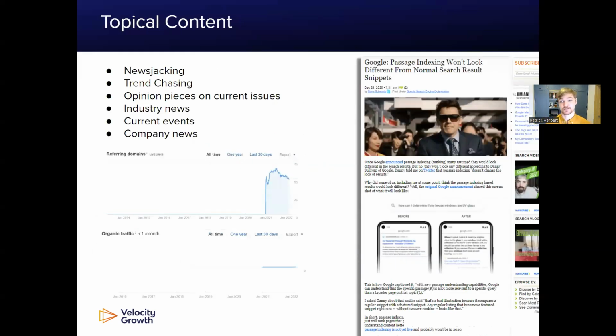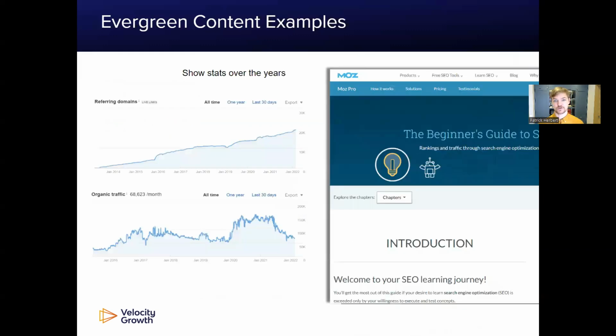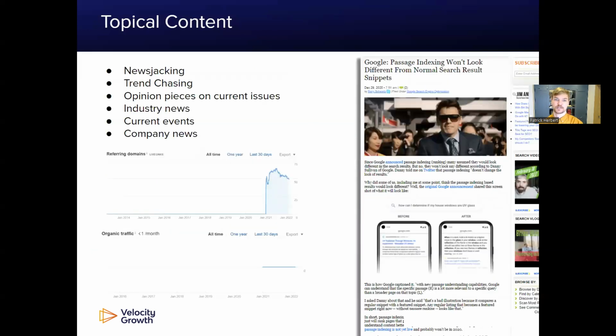Topical content is the opposite. Topical content is all this stuff about newsjacking and trend chasing, opinion pieces and industry news. Now, this can be really helpful if you play this strategy correctly. And if you've got a beat on your market and you really think that you can establish yourself as that leader, you can absolutely do this. However, I think it is one of those things where you're riding a fine line, and you want to make sure that you've got your evergreen content already set up, with results generating like this, before you engage in something like this.